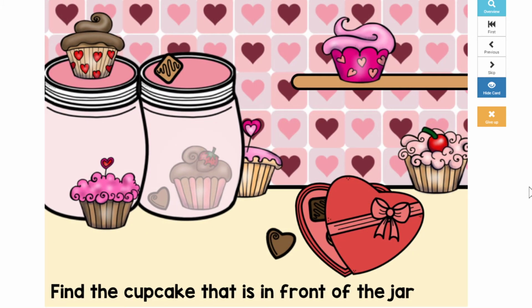Now we're going to find the cupcake that is in front of the jar. This cupcake is in front of the jar. Here's the jar, and the cupcake is in front of it. Now we're going to find the chocolate that is on the jar, or on top of the jar? Here it is. This chocolate is on the jar.